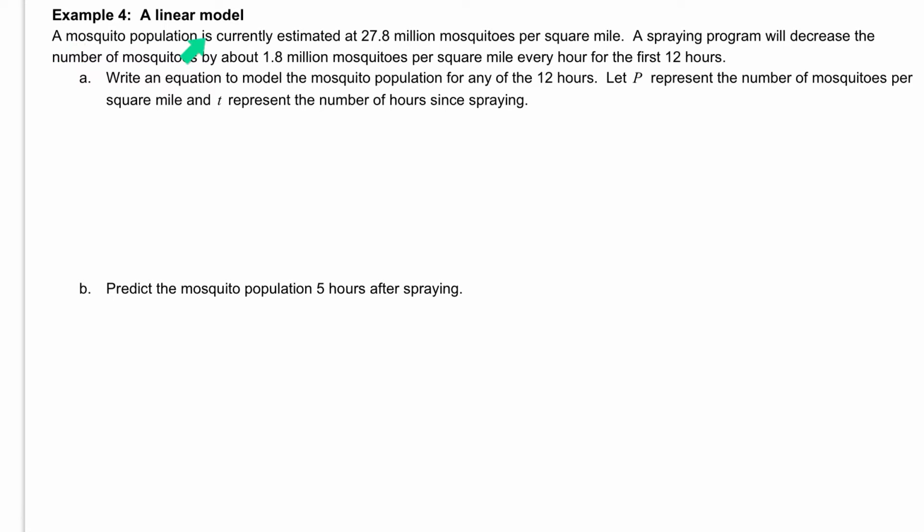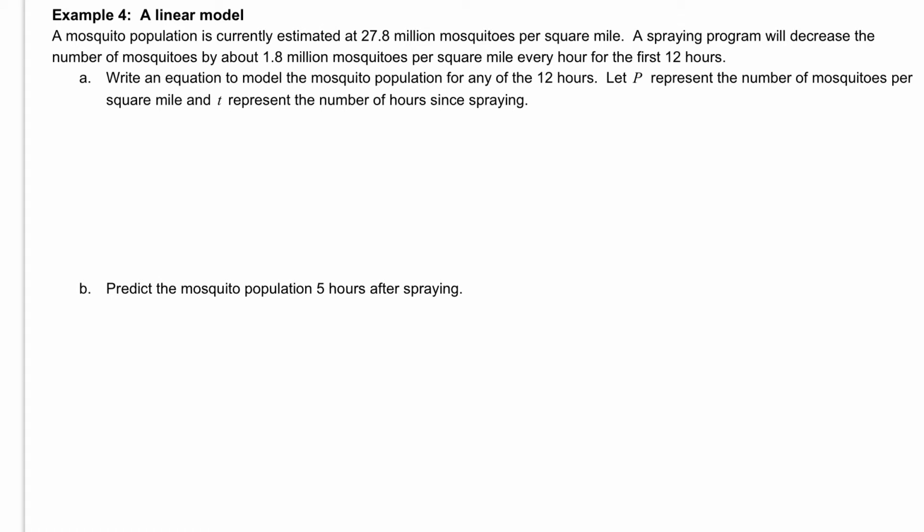A mosquito population is currently estimated at 27.8 million mosquitoes per square mile. A spraying program will decrease the number of mosquitoes by about 1.8 million mosquitoes per square mile every hour for the first 12 hours. Write an equation to model the mosquito population for any of the 12 hours. Let P represent the number of mosquitoes per square mile, and T represent the number of hours since spraying.